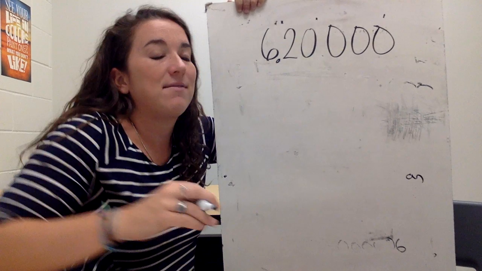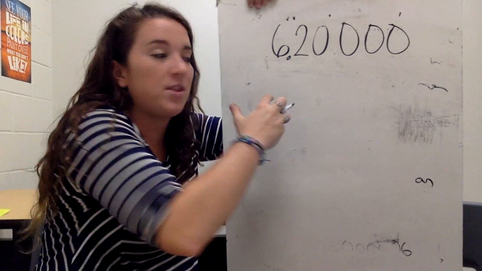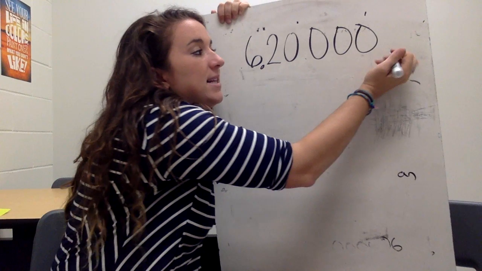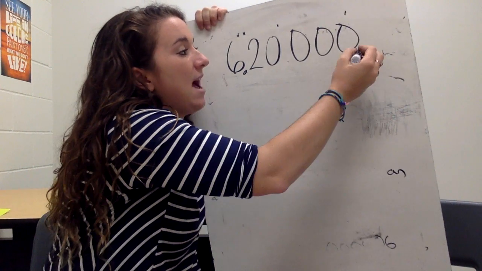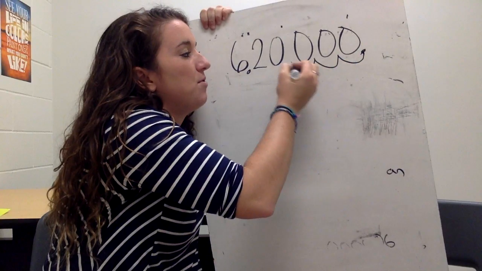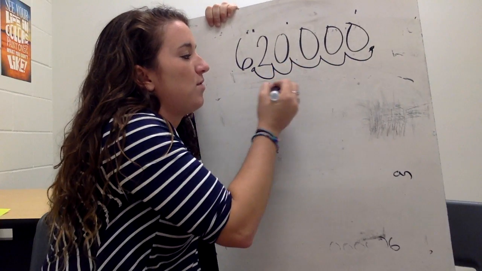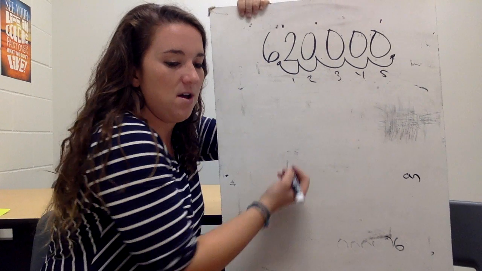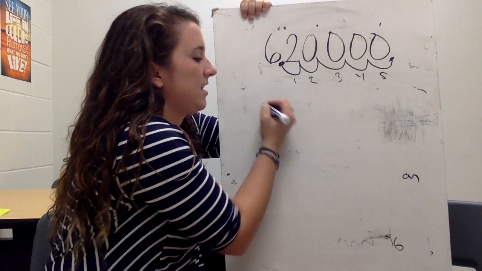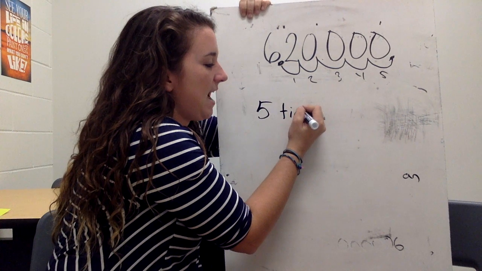How many times did I have to move the decimal? So when I start with a whole number like this, my decimal is always at the end. And now it's here. So we need to count how many times we moved the decimal. And it's 1, 2, 3, 4, 5 times. So place the decimal between the 6 and the 2. You moved it 5 times.